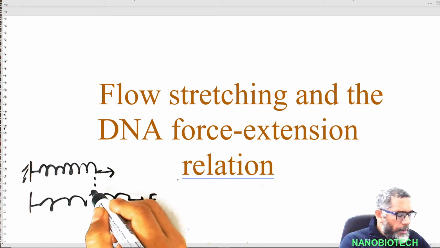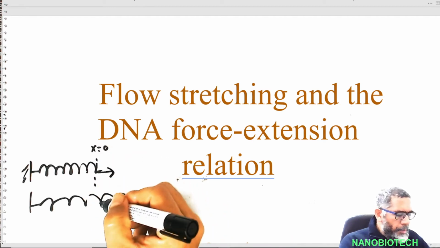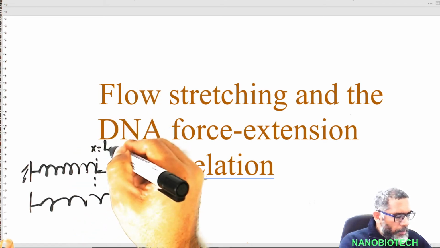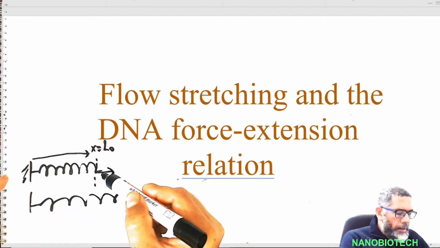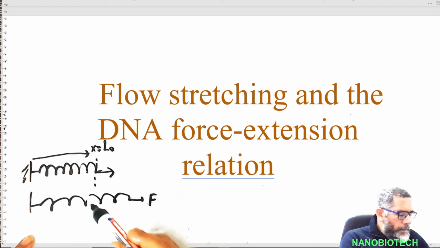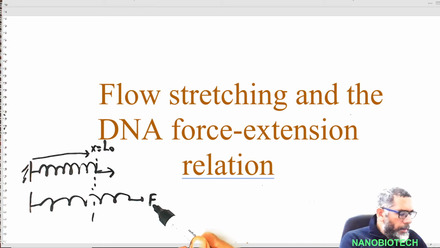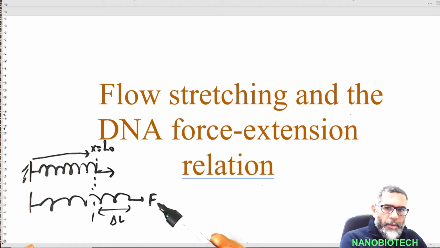If this is, let's say, x equal to 0, which is the equilibrium position, or let's say x equal to L0, measured from here, which is nothing but the equilibrium length of the spring. But if you apply a force, the spring will extend. Depending on the magnitude of the force, this length, let's say delta L, will be larger or smaller depending on the amount of force.